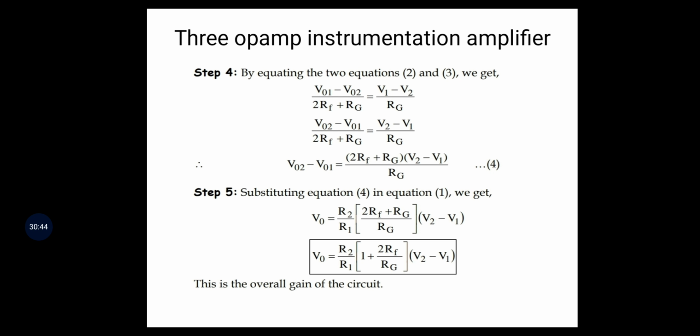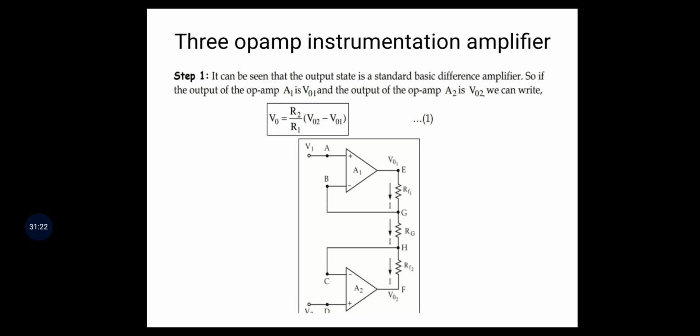We substitute equation 4 in equation 1. We get V0 equal to R2 by R1 into (2RF plus Rg) divided by Rg into (V2 minus V1). Here V0 equal to R2 by R1 into (1 plus 2RF by Rg) into (V2 minus V1). Here again we discuss.